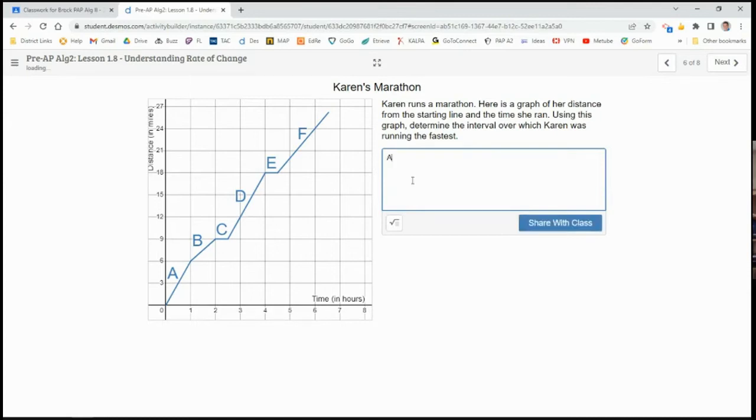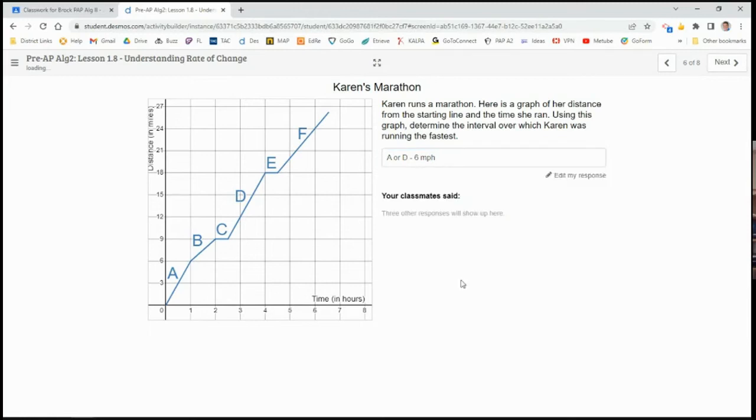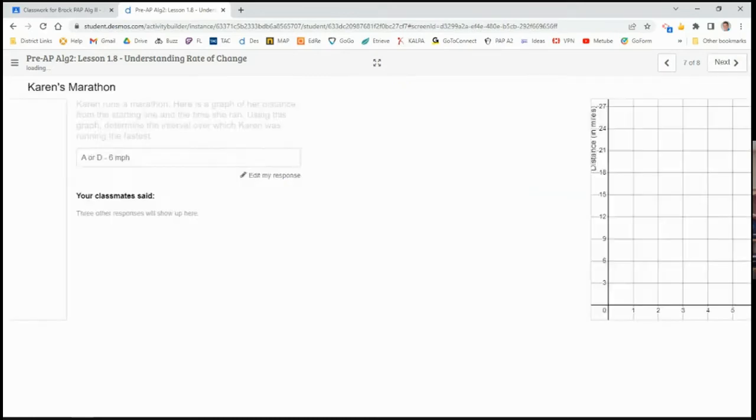I think A or D at 6 miles per hour. F was about 2 hours and about 9 miles in 2 hours. So that would be less than 6 miles an hour. So I would say A or D, because we can see it's the steepest. 6 miles an hour. All right, what's number 7 give for us here?